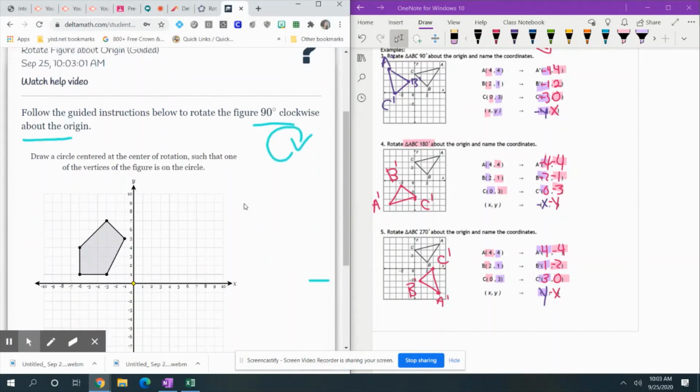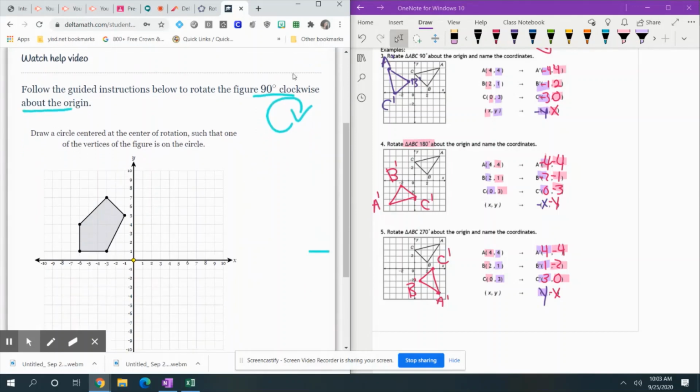All right, it says, follow the guided instructions below to rotate 90 degrees clockwise. So we're going clockwise again, about the origin. It says, draw a circle centered at the center of rotation, such as one of the vertices of the figure on the circle. So this time I'm going to make a smaller circle, as long as you pick one of these vertices. Okay, so from there to there, now it says, click and drag a line through the yellow center and the vertex of the circle. So you go from the yellow center to the point that you just went up to.